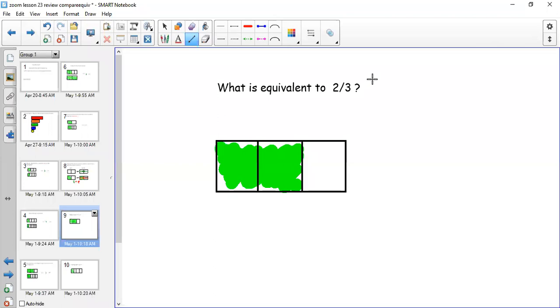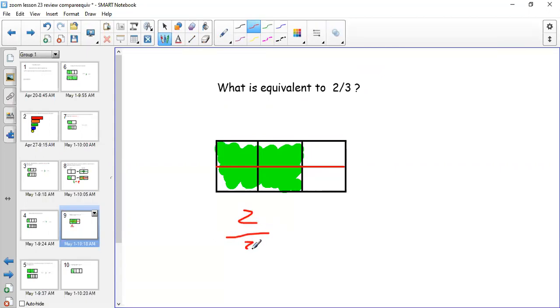Let's try this example. What is equivalent to 2/3? We have 3 equal parts in this whole and 2 parts are named. Remember, if we split this whole in half by adding that horizontal line, we can actually double the number of parts named and the number of parts in the whole. So 2/3, we know, is equivalent to what fraction?